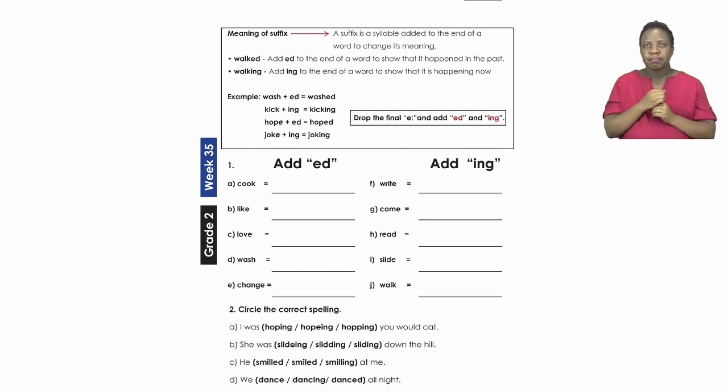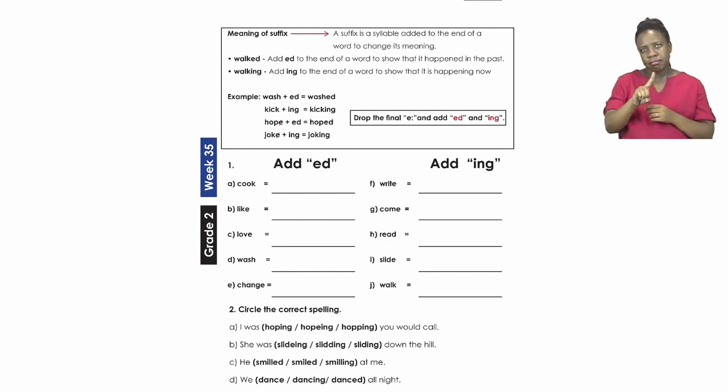You'll be able to do the first part of the exercise by yourself, knowing these rules. Now, the second thing that you need to know for the ing is that we remove the e to add ing. So any word that has an e at the end, we must remove the e and add ing. Now that you know the basic rules, I'm sure you can do number 1 by yourselves. Let's take a look at number 2.